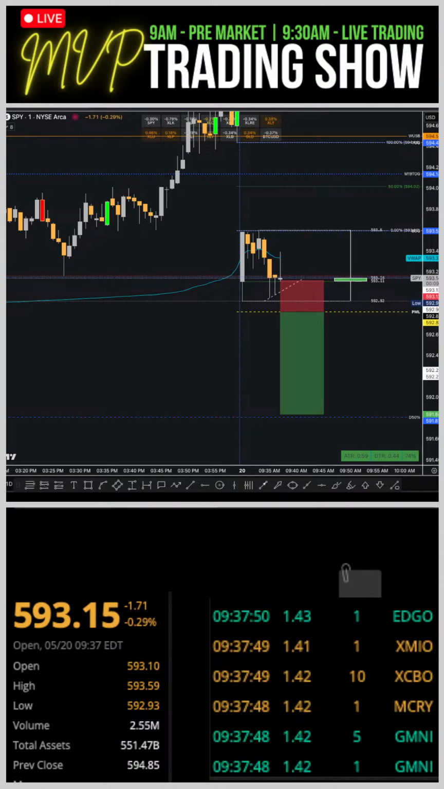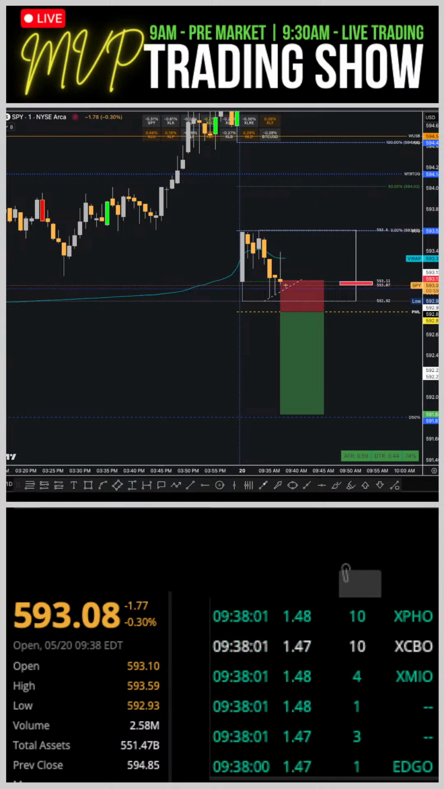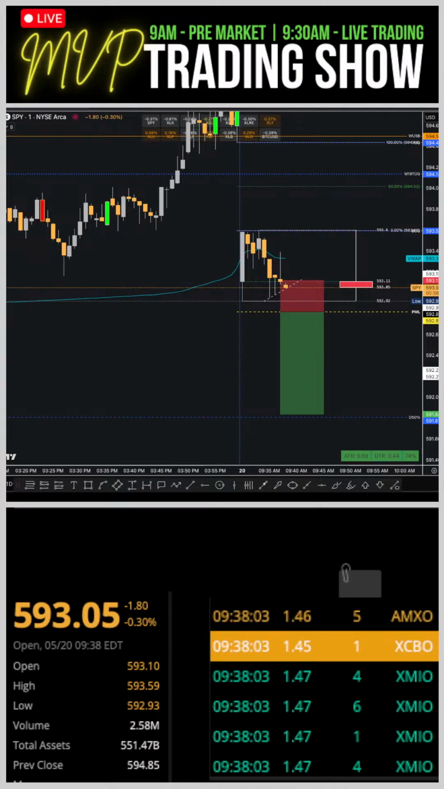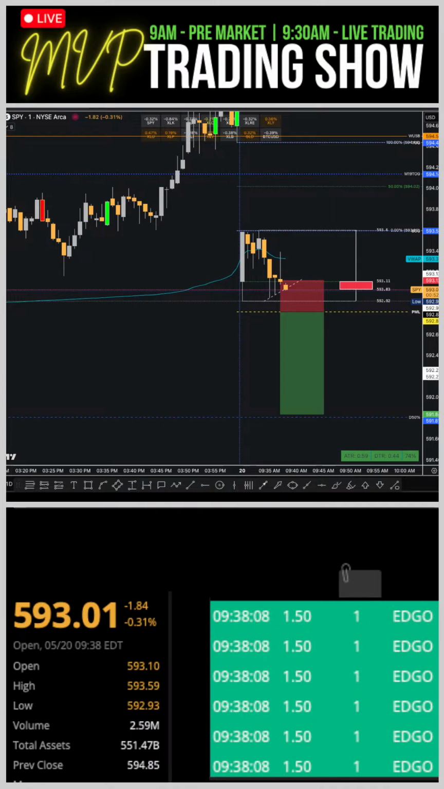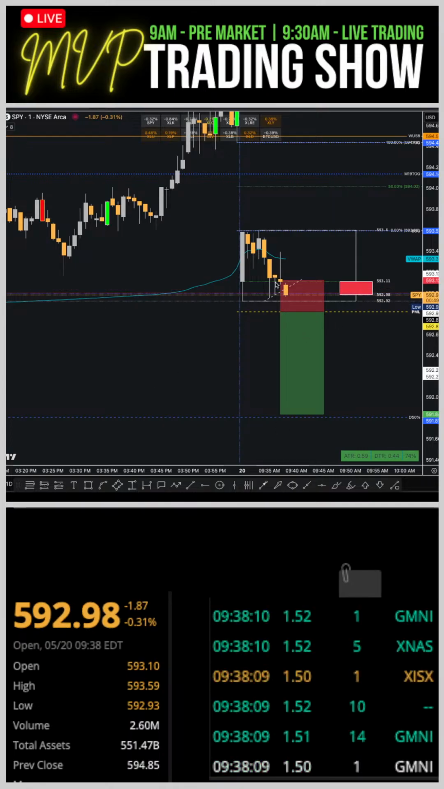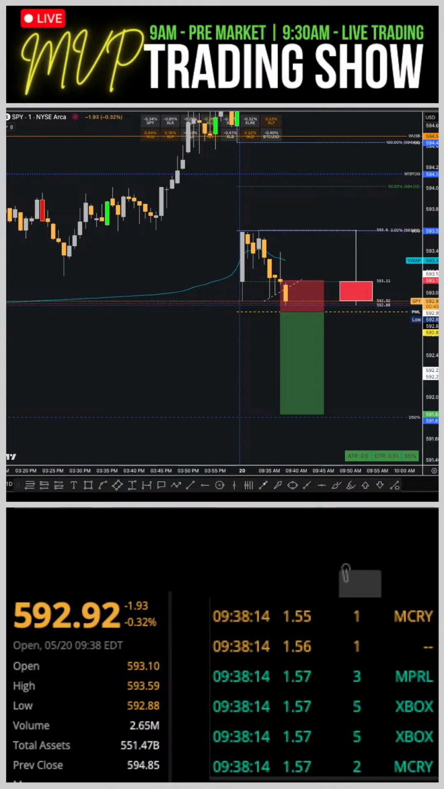Okay, let's see if we can continue rejection off that VWAP. If anyone took that rejection off that VWAP, beautiful. Good morning, Nico. All right, nice accumulation break. Looking at the 593s. Okay, see if I can get a break and hold. That'd be great. On the 5.